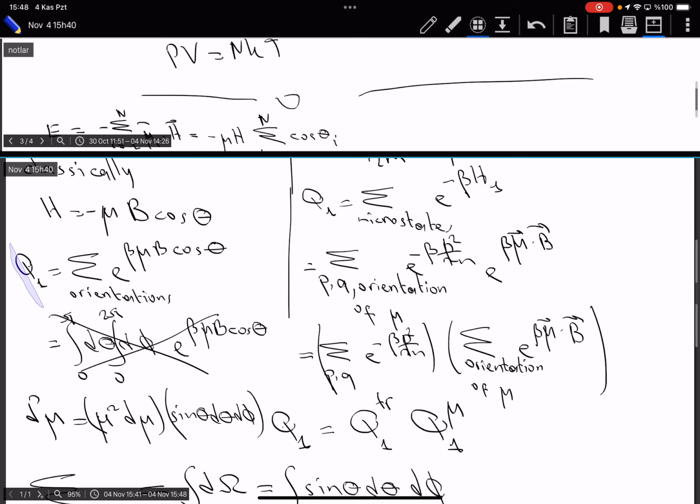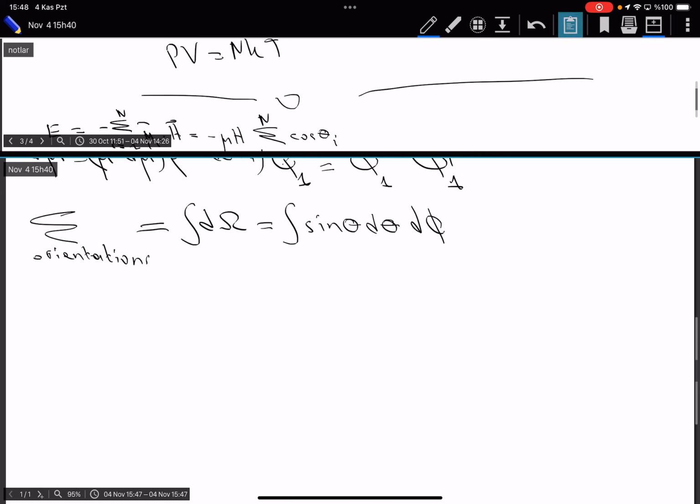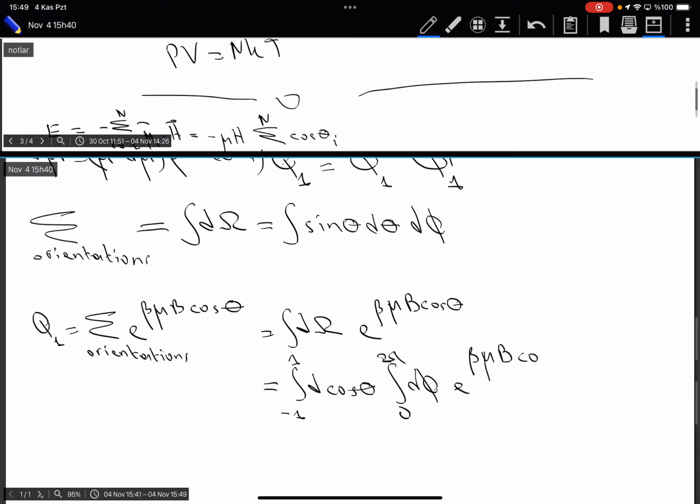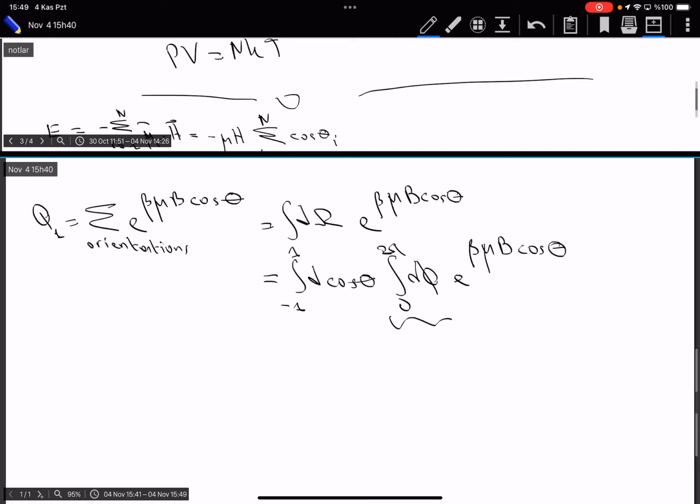So let's go back to our partition function. This is the sum over the integral over the solid angle of e to the power beta mu B cosine theta, which is the integral over cosine theta from minus 1 to 1, the integral over phi from 0 to 2 pi of e to the power beta mu B cosine theta. Well, nothing depends on phi, so that integral is just 2 pi.